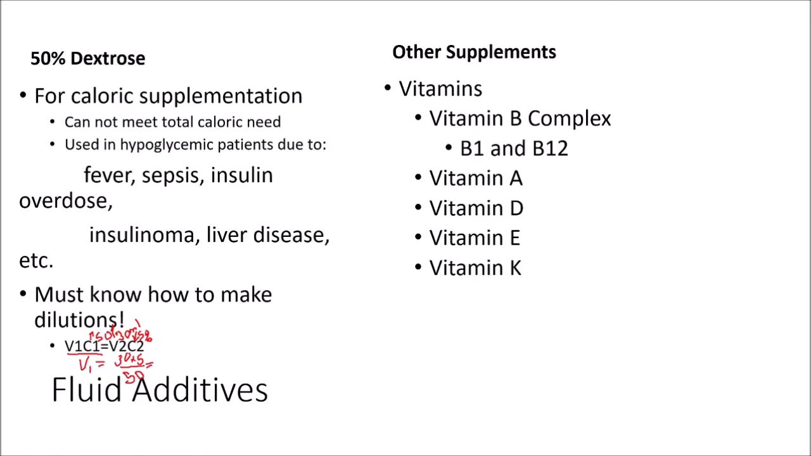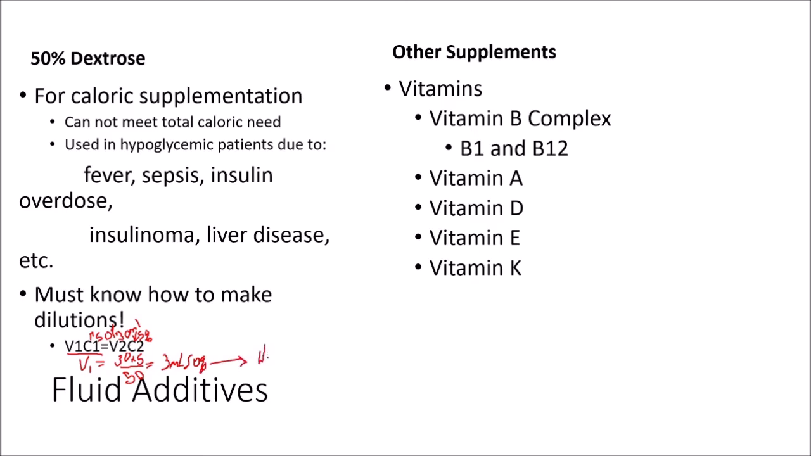50% solution and add it to water, you have to know how much water to use, and that's 30 minus 3, which is 27 mils of water. Okay, that will give us 30 mils of a 5% solution. So you need to know how to make these dilutions in order to add to the fluids.